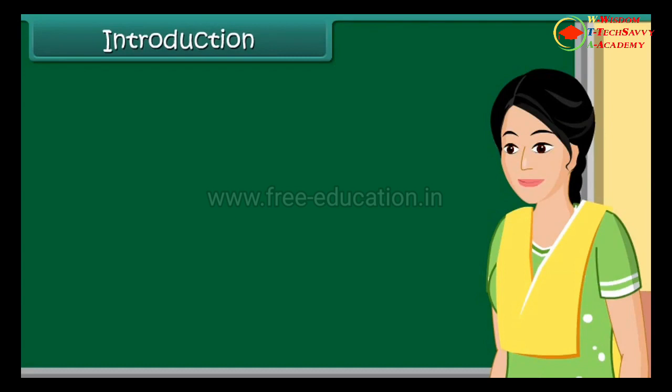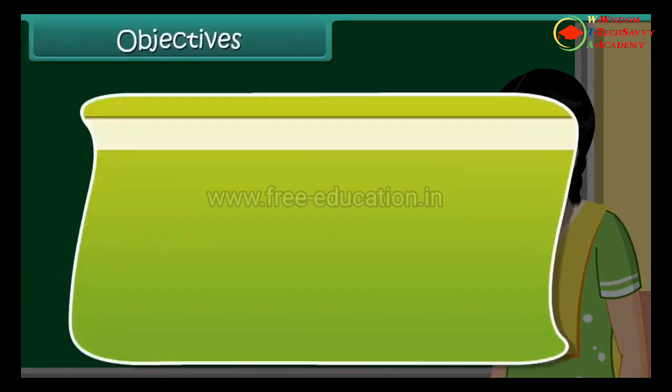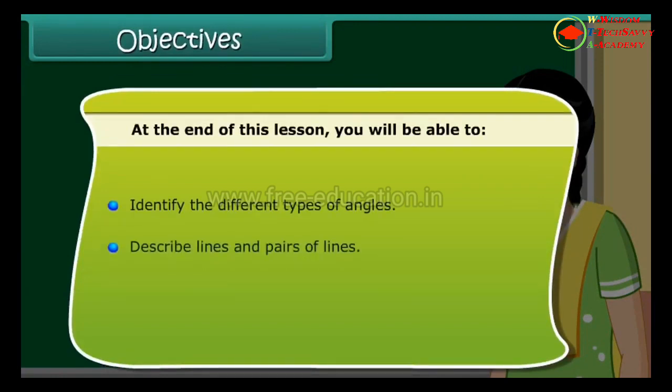Children, in this lesson we will learn about the angles and the types of angles. We will also learn about lines, pairs of lines and parallel lines. Objectives. At the end of this lesson, you will be able to identify the different types of angles, describe lines and pairs of lines, explain parallel lines.